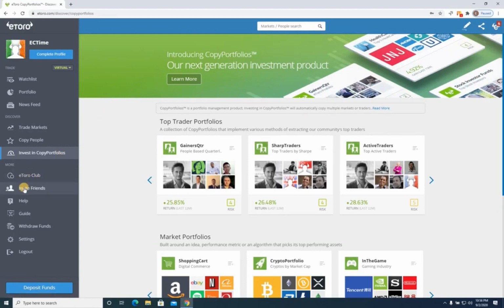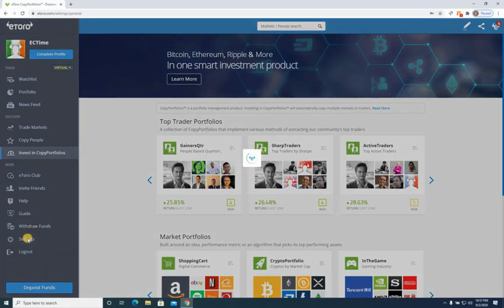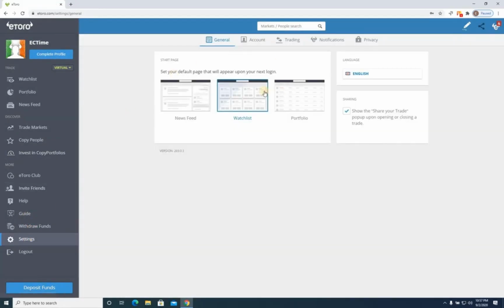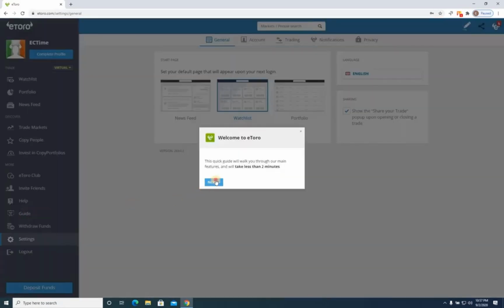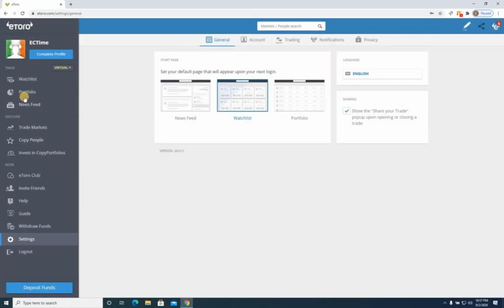And then eToro Club, invite friends. You get a commission if you invite your friends. That's the guide, the help center. So the same as if you go to the help center, withdrawal funds, settings, so you can change the layout, but the guide is just the help center. All the information is in this help center if you want to learn. It's really easy to use. It gives a tutorial of how to use it, but I know how to use it, so I don't need it.